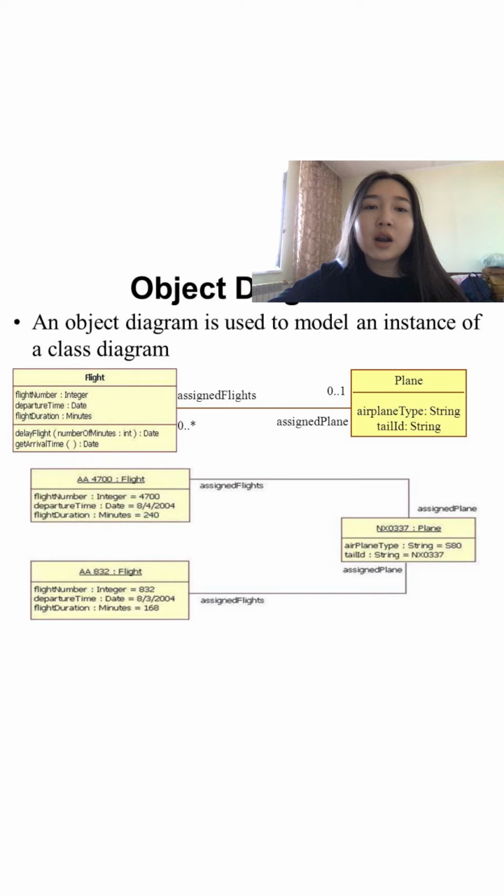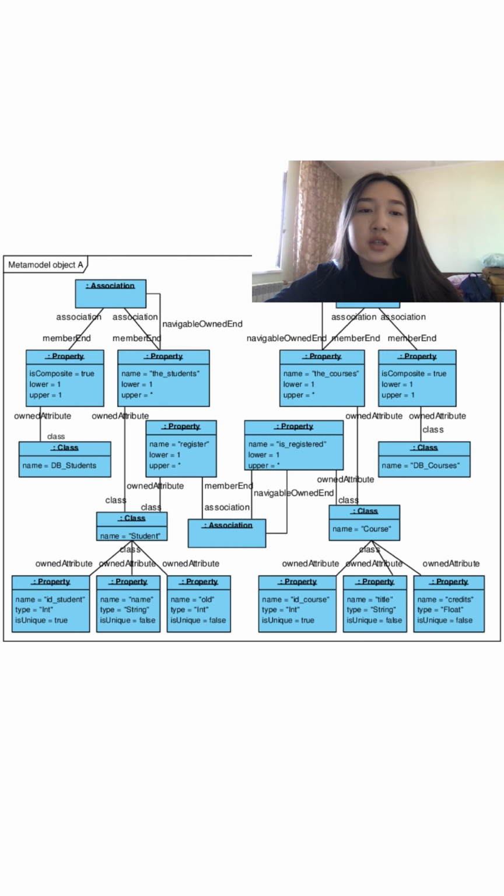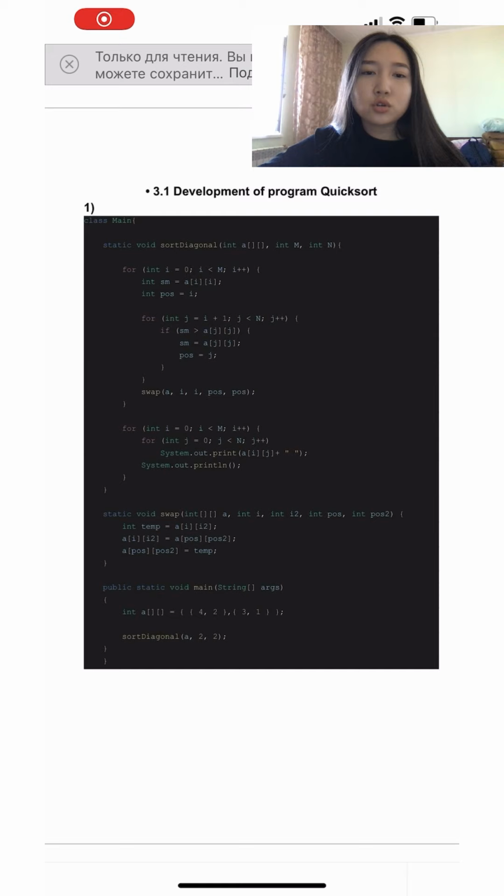And the following are the application areas where the object diagram can be used. First, to build a prototype of a system. Second, to model complex data structures. Third, to perceive the system from a practical perspective. And fourth, reverse engineering. And now I want to show you my code of using quick sort sorting.